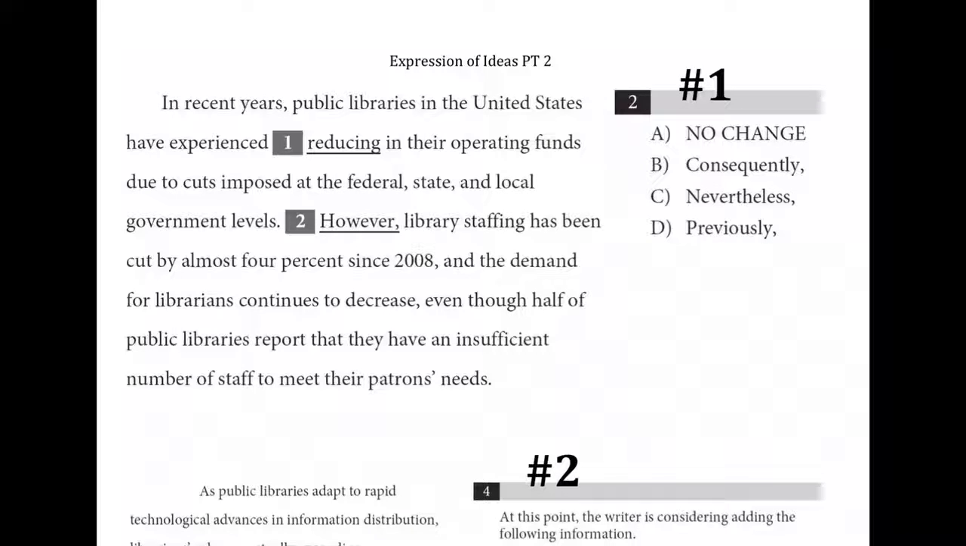Today we're looking at expression of ideas questions from practice test 2 on the writing and language test. Number 2. Choice B, consequently, is the best answer because it offers a transitional adverb. Consequently communicates a cause-effect relationship between the funding reduction identified in the previous sentence and the staffing decrease described in this sentence.